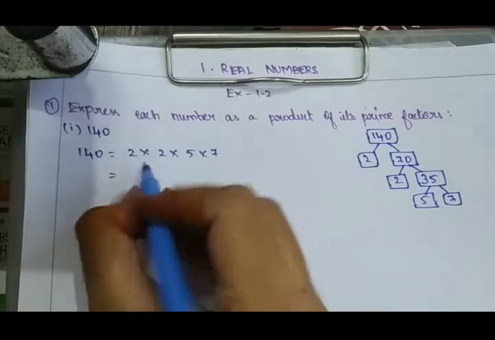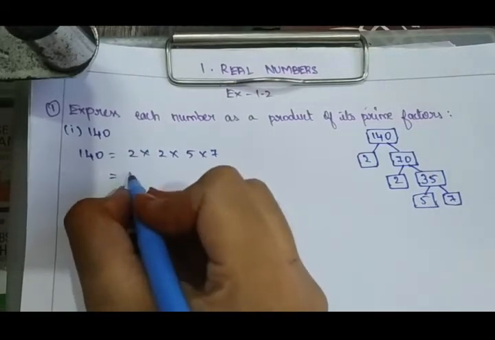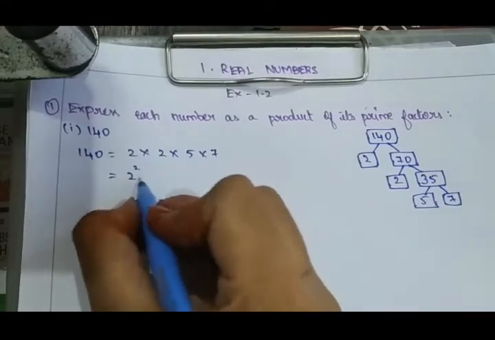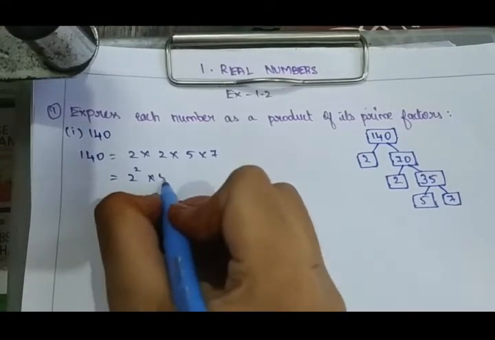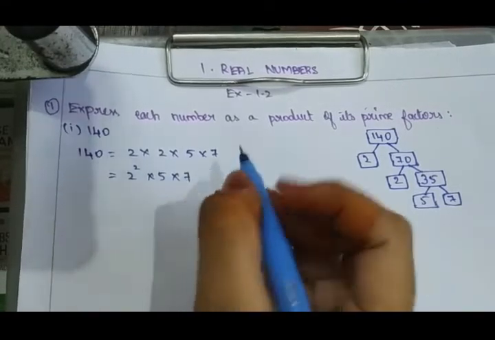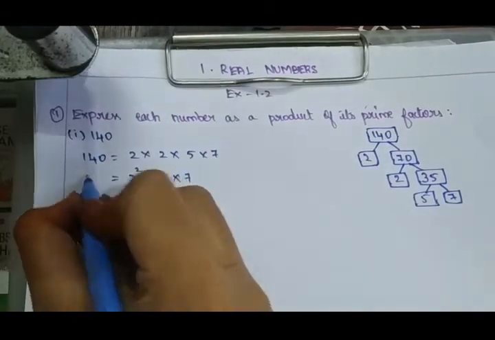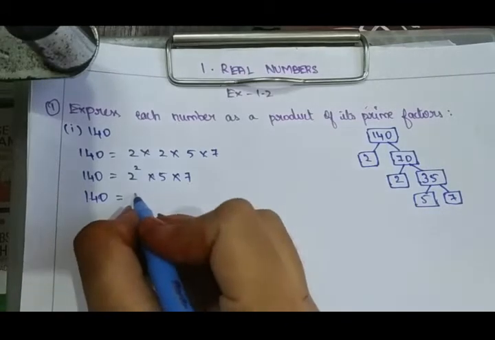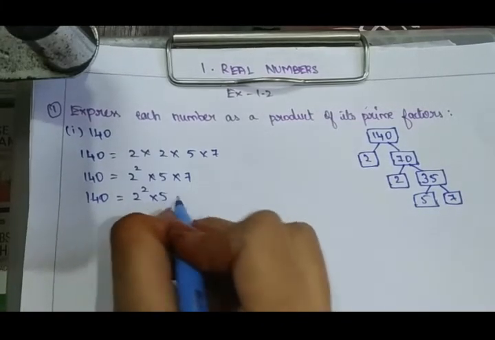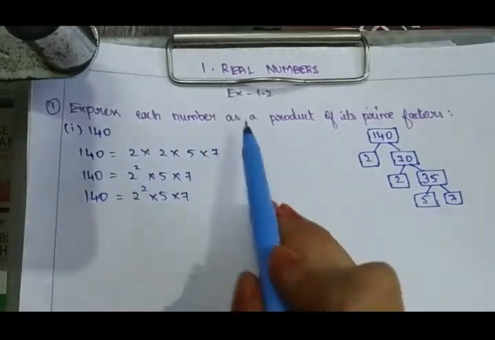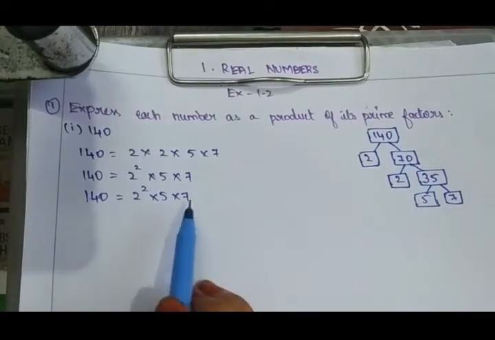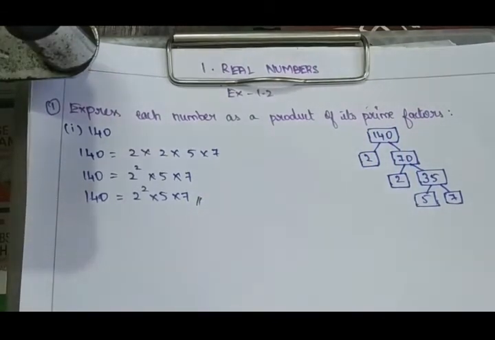So combine the same primes. I am just combining the same primes. So there are two 2's. We can write this as 2 to the power 2 into 5 into 7. So 140 is equal to 2 square into 5 into 7. See here, as a product of its prime factors. So 140 is equal to this.